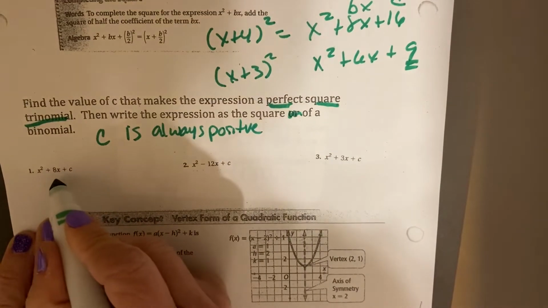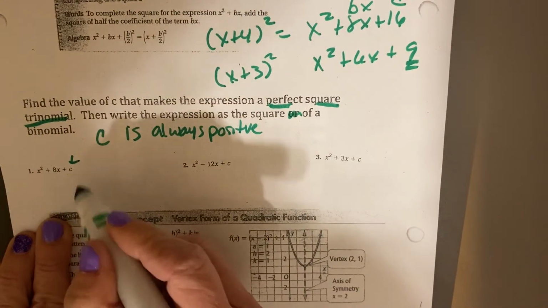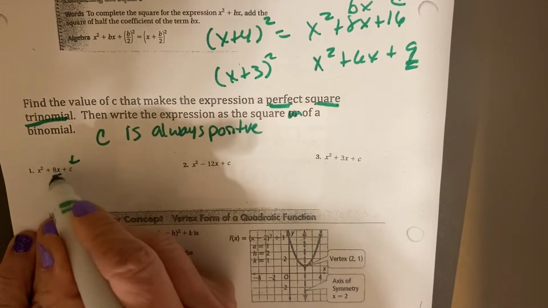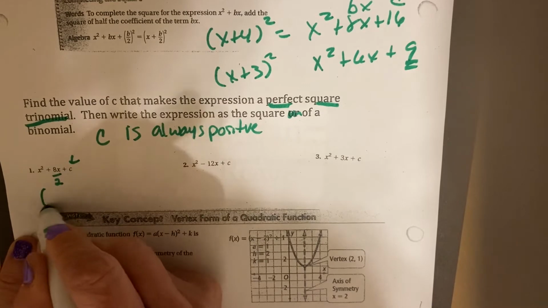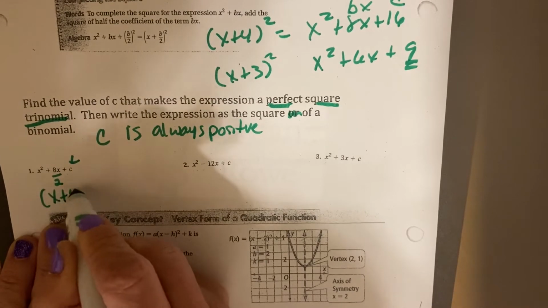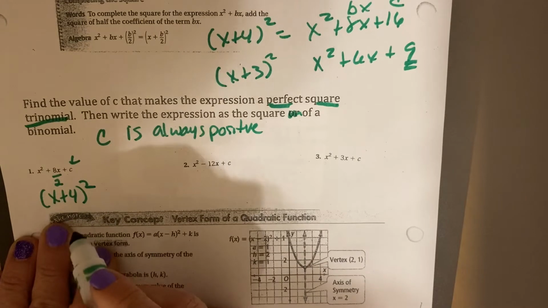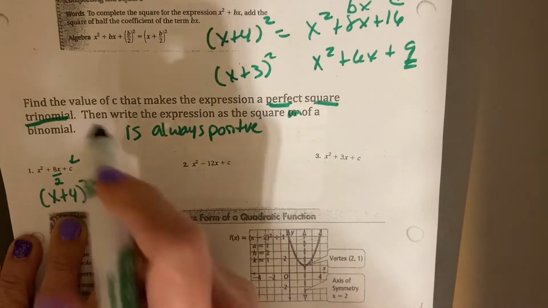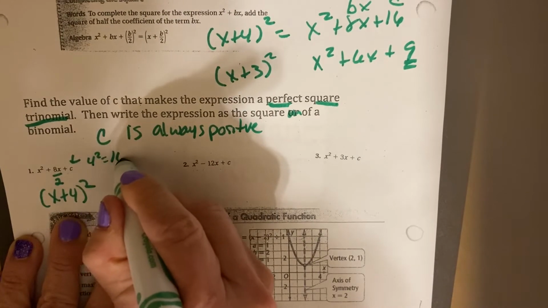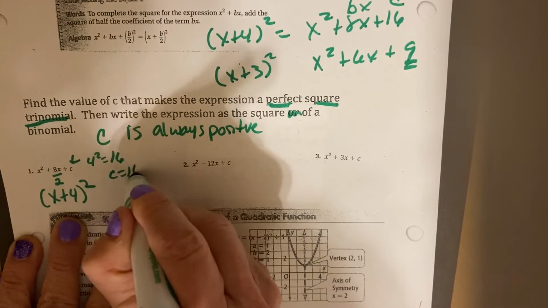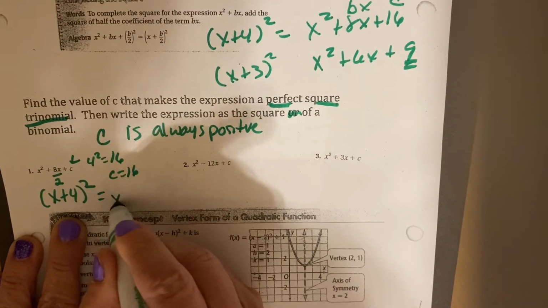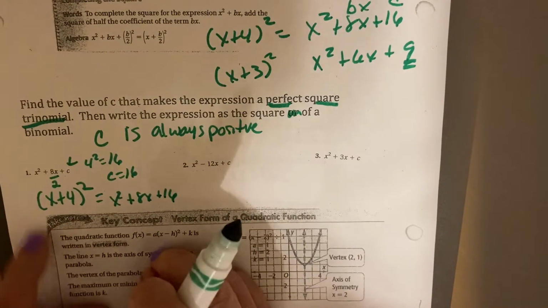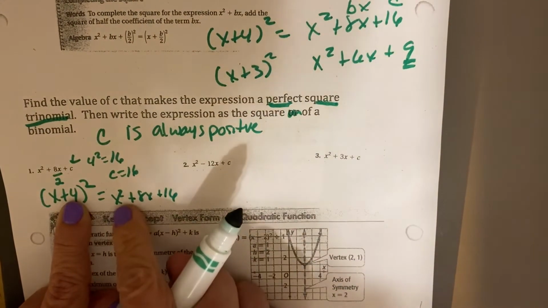So if I have x squared plus 8x and I'm looking for my value of c, the first thing I'm going to do is divide my b by 2. So 8 divided by 2 is going to give me 4. So when I write that as a square binomial, that's going to be x plus 4. If I want to find my c value, I'm going to take that 4 and square it, and my c value becomes 16. So completed, this would be x squared plus 8x plus 16. If I multiply that out, that's what this will equal.